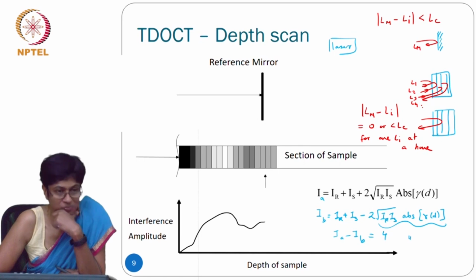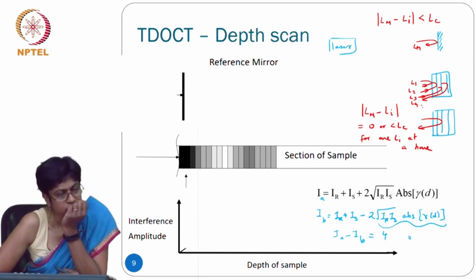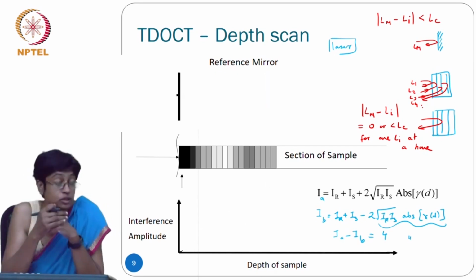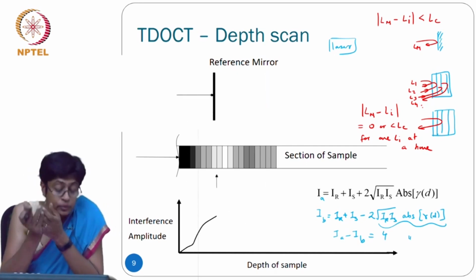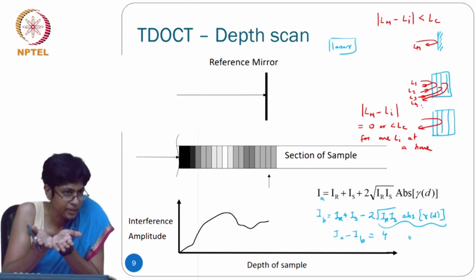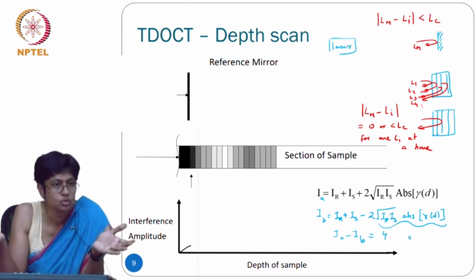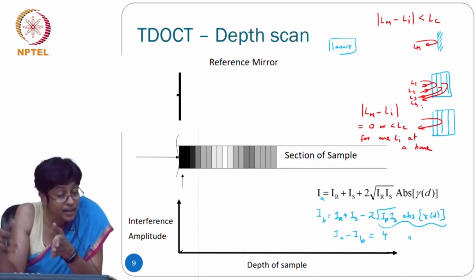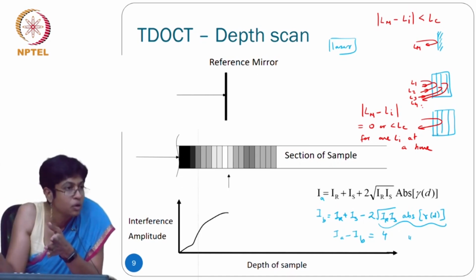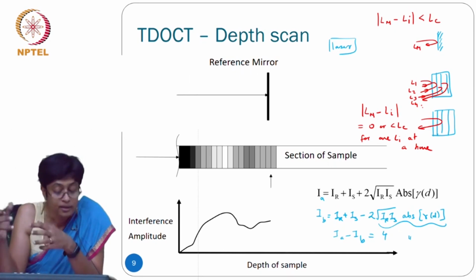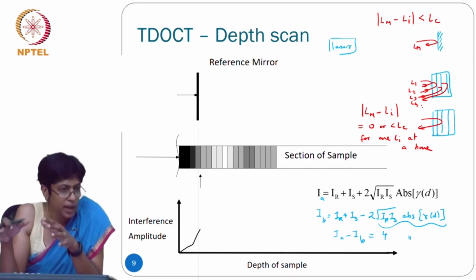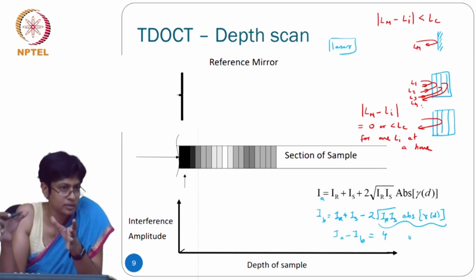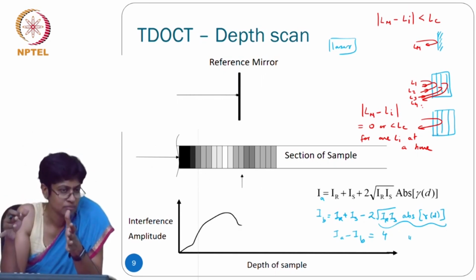In this case, depending on the bandwidth of the broadband source, you will know how many layers you can resolve. The bandwidth of the source determines the coherence length, right? The broader the source, the less the coherence length. The less the coherence length, the higher the resolution of your OCT system. Conventional systems now have about 10 micron coherence resolution.